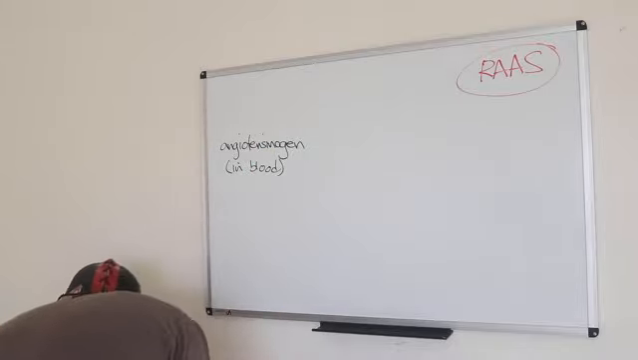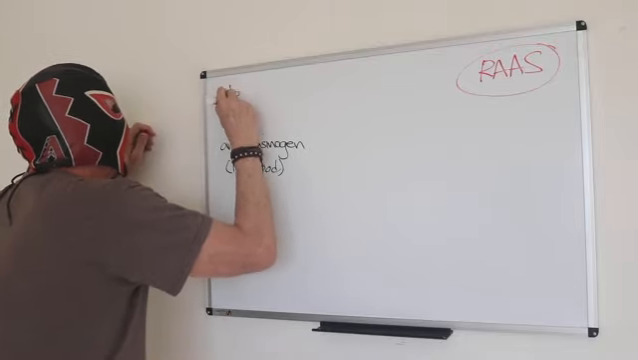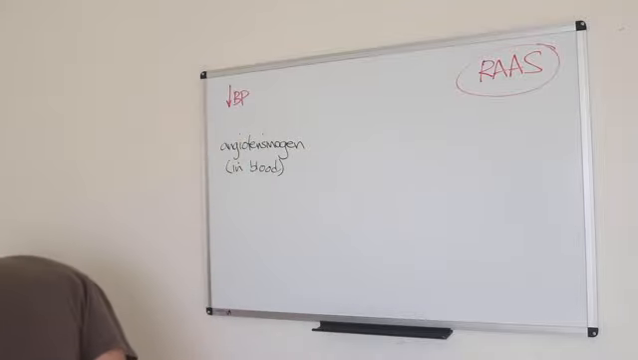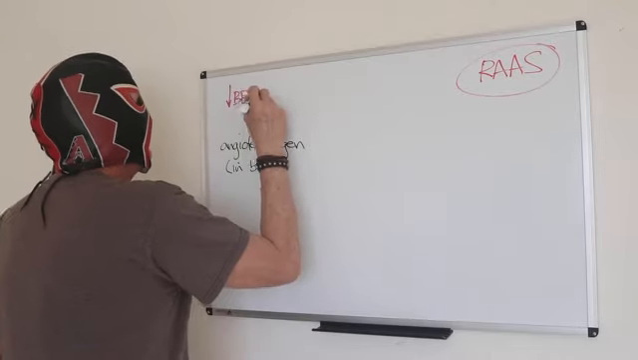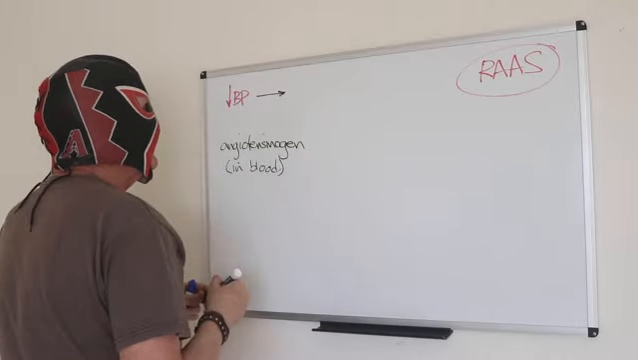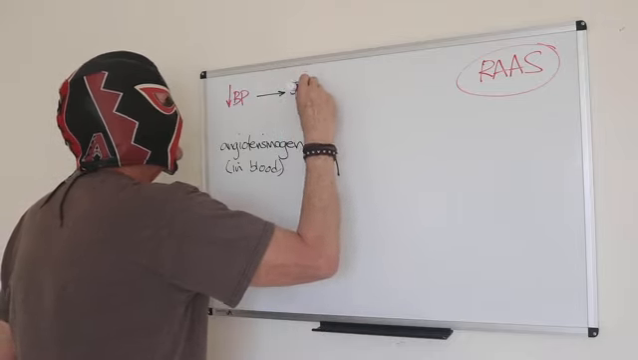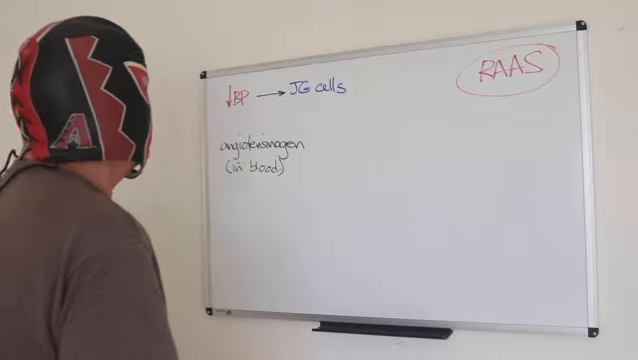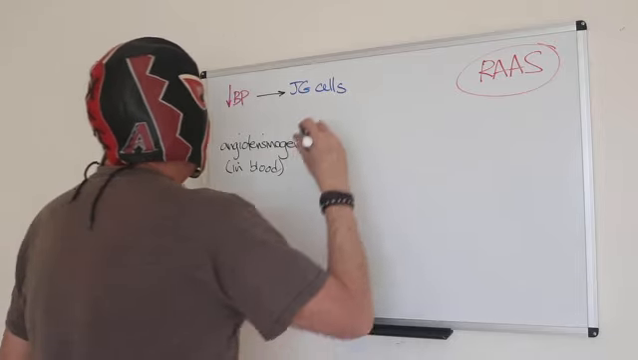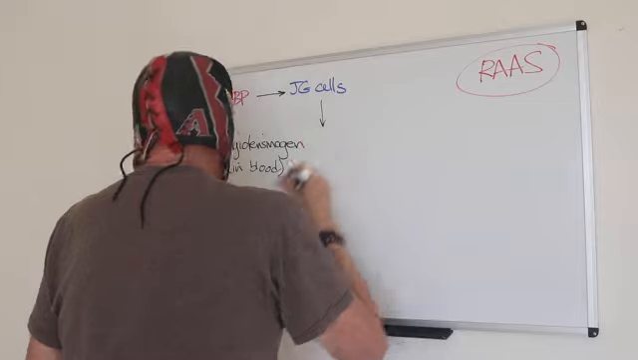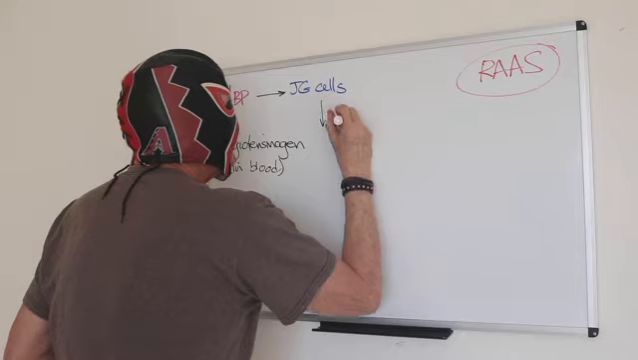So what happens here, your body has a drop in blood pressure. That is detected by these guys in the kidneys called JG cells, juxtaglomerular cells. I'm not going to write that out because you have to know that by now. These JG cells secrete a hormone called renin, and they do this in response to a drop in blood pressure.